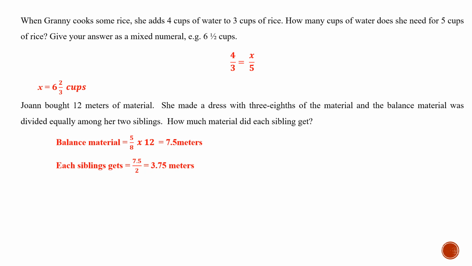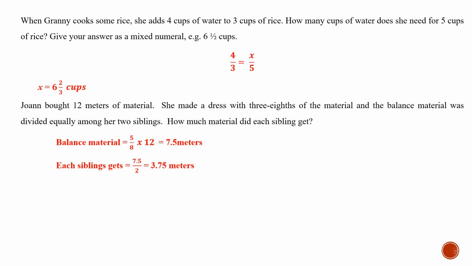Okay. Granny cooks some rice. She adds 4 cups of water to 3 cups of rice. So 4/3 equals X/5, how many cups of water? 5 cups. Give your answer in mixed numerals. So it's 6 2/3 cups. You just cross multiply. You can find the answer.